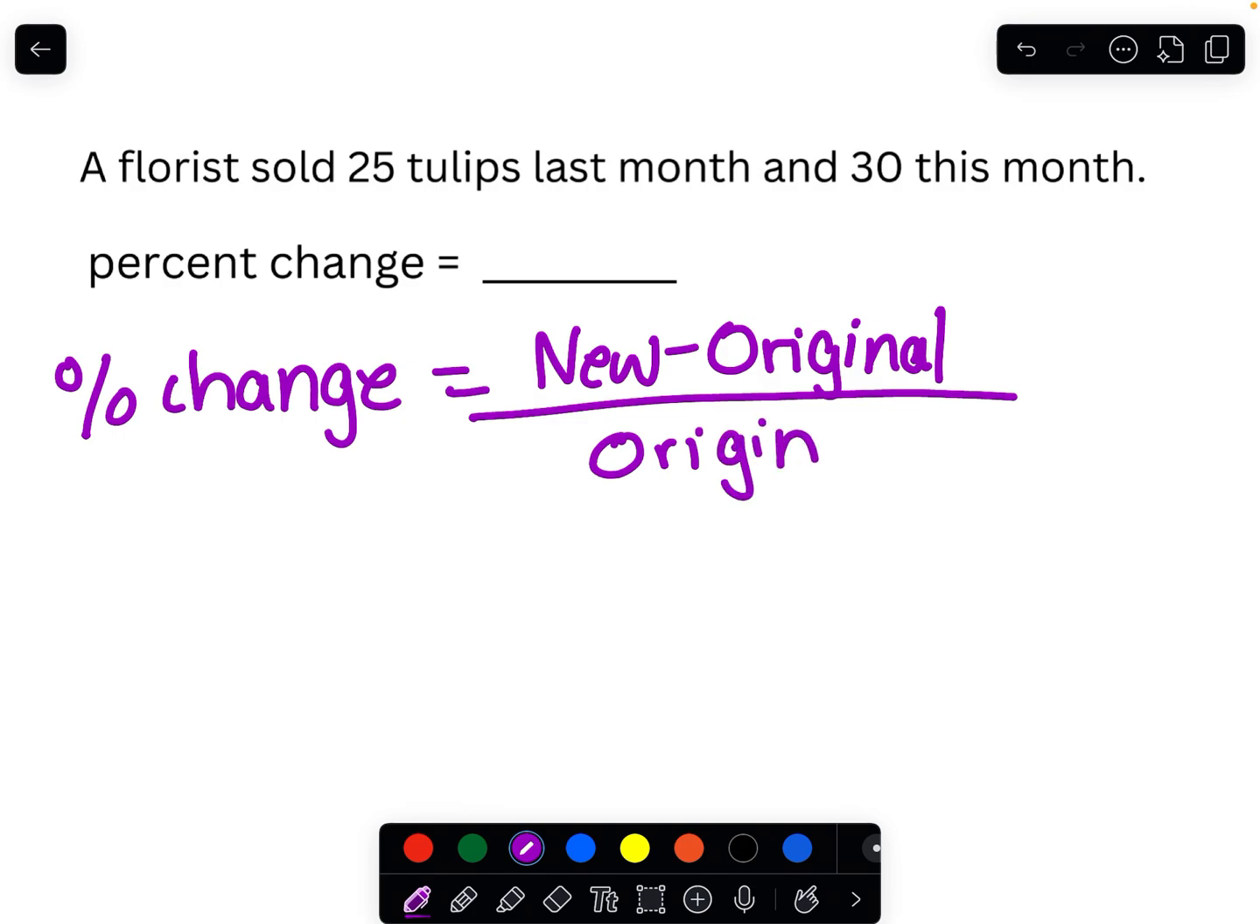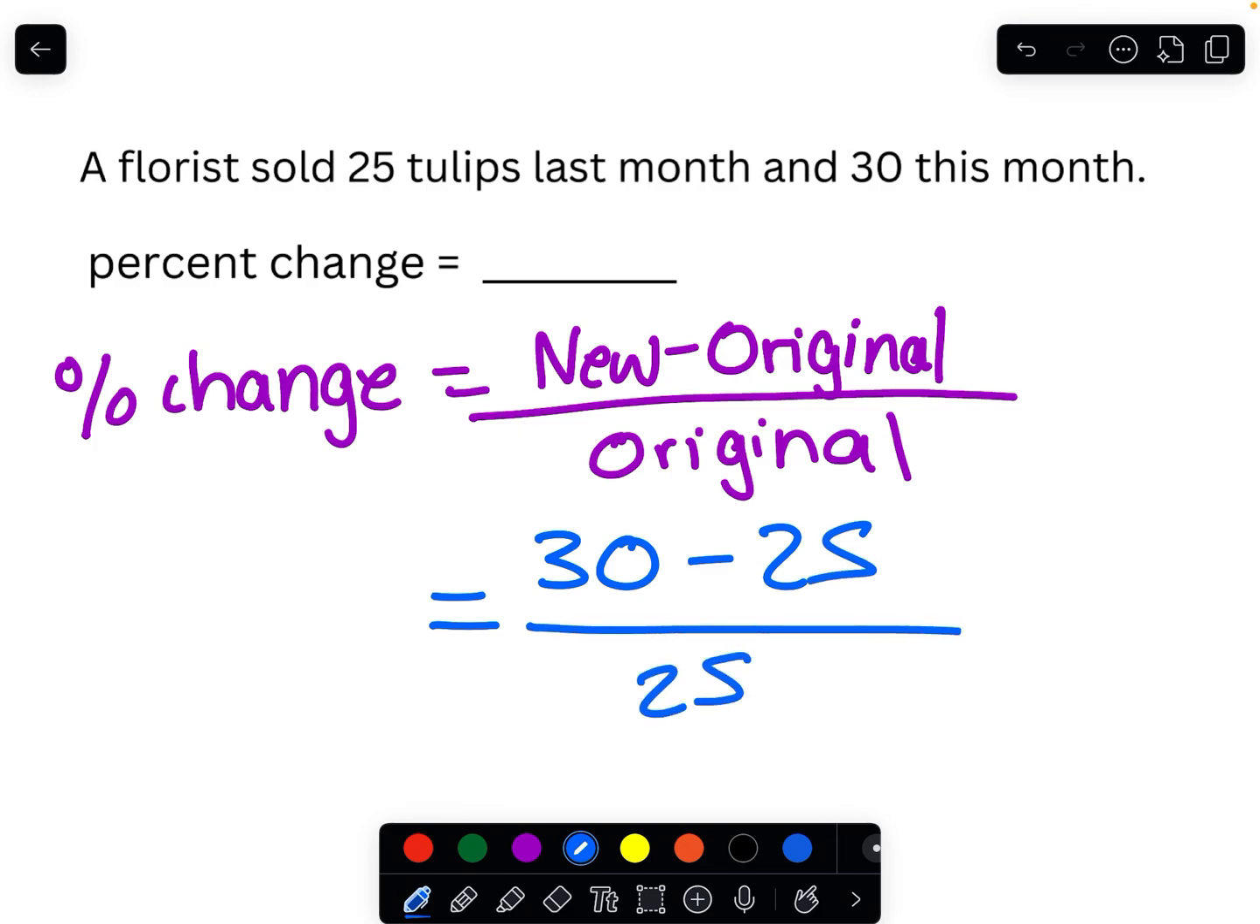And you can see I'm writing it all out again because I want to make sure that this gets cemented in for you. I'm going to circle that. Okay, what's the new value? The new value is 30 tulips sold this month, 25 last month. And we're going to put it over the original value, which is 25. We're going to get 5 over 25.